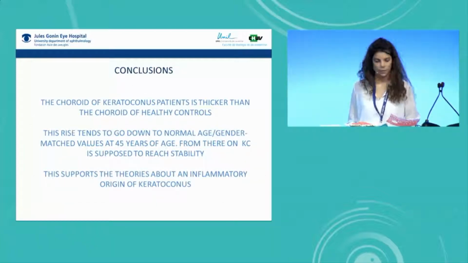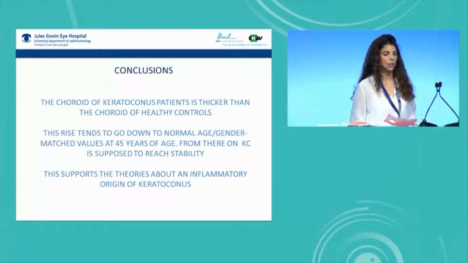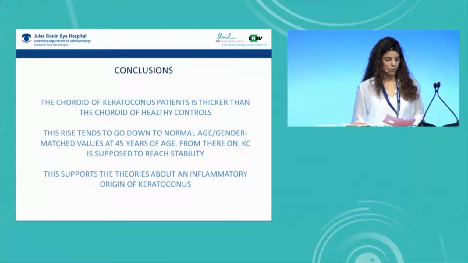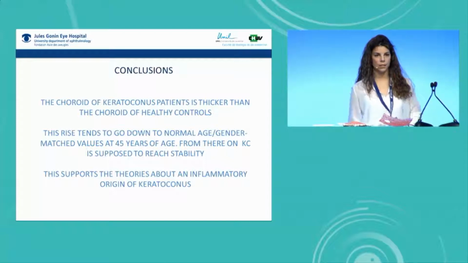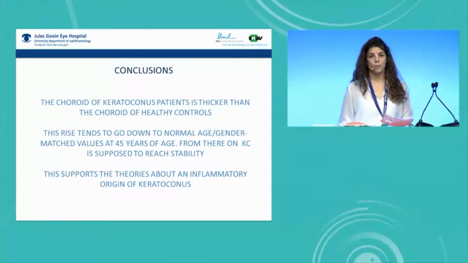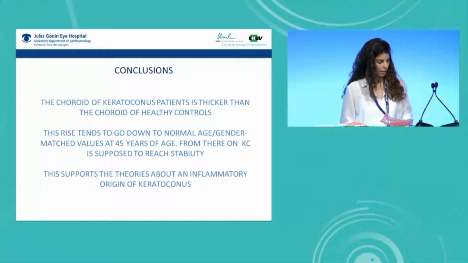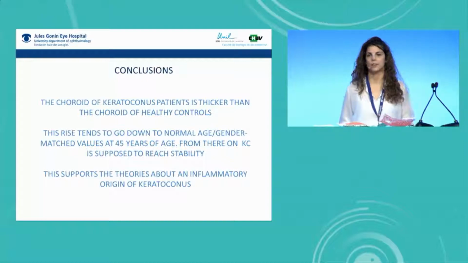To conclude, the choroid of keratoconus patients is thicker than the choroid of healthy controls. This rise tends to go down to normal age and gender matched values at 45 years of age. From there on, keratoconus is supposed to reach stability. This supports the theories about an inflammatory origin of keratoconus.